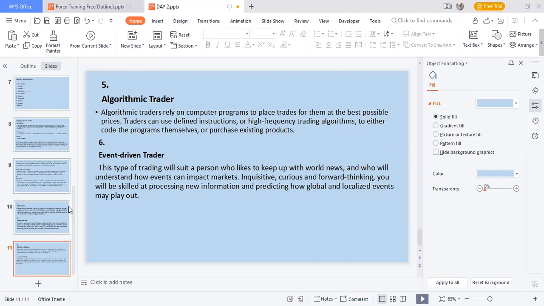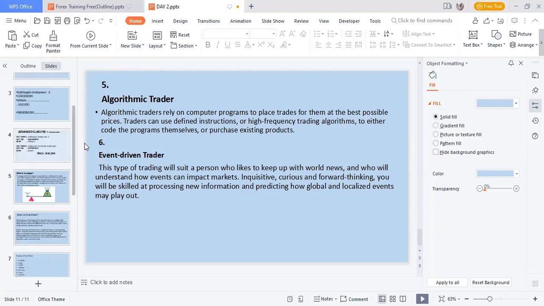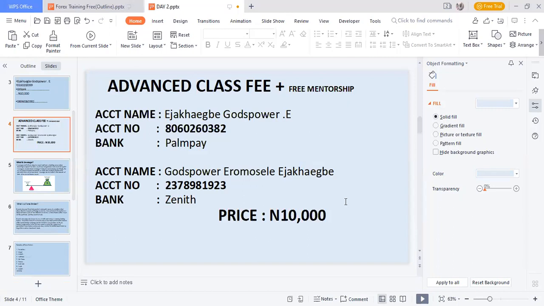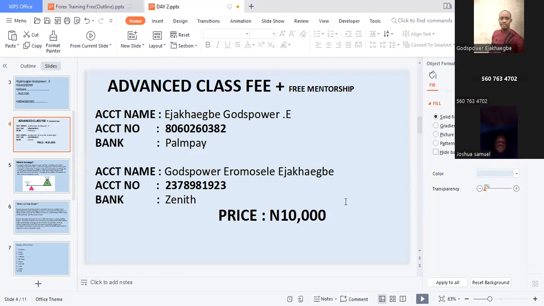So what does it require to be part of that training? It requires the cost of 10,000 naira. Are you with me? For you to be part of that advanced class, which is going to go for 2 weeks, is going to require 10,000 naira. And that 10,000 naira is for free mentorship. When I say free mentorship, you are going to have a life mentorship with me. I'm not charging for mentorship.